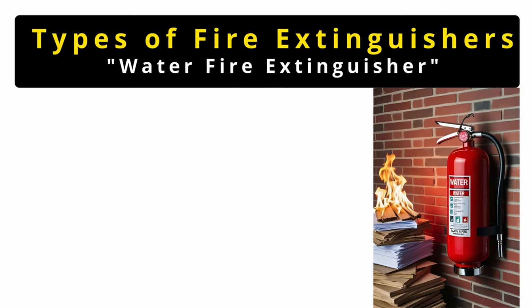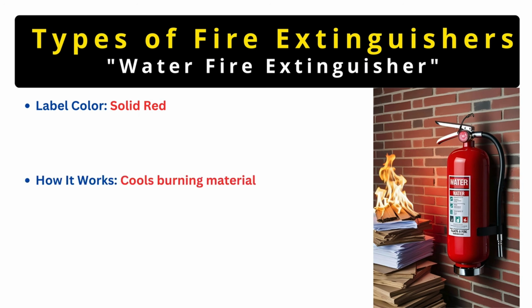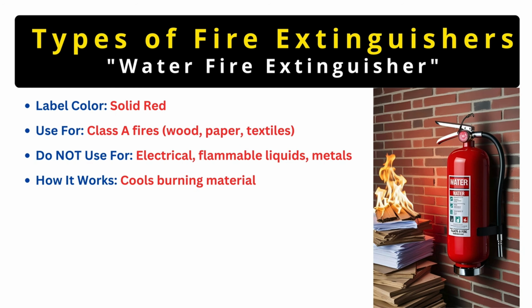Let's start with the most basic type, the water extinguisher. You'll recognize it by its solid red label. This extinguisher works by cooling the fire, making it perfect for Class A fires, things like wood, paper, or cloth. Picture a campfire getting out of control. This would be the right tool. But here's the critical part. Never use it on electrical fires or flammable liquids. Why? Because water conducts electricity, so you could get electrocuted.